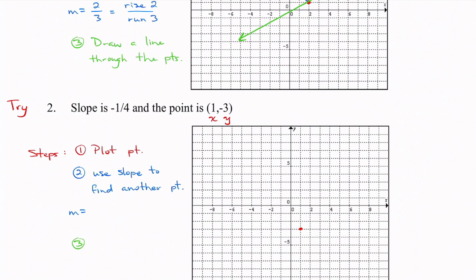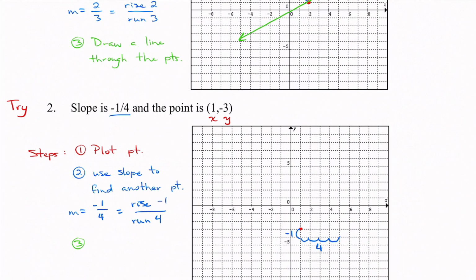So use our slope to find another point. And our slope was this right here, -1/4. So I'm just going to put that here, -1/4. So that means we are going to rise -1, and then we are going to run 4. And again, if we're rising a negative amount, that means we're actually going to fall. So we're going to fall 1, and then we're going to run over 4.